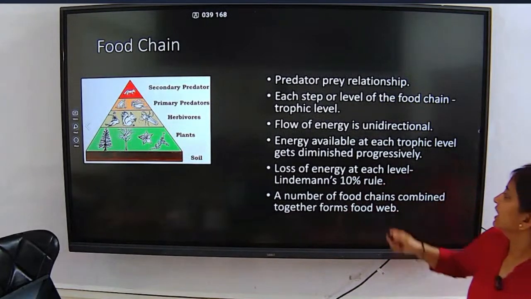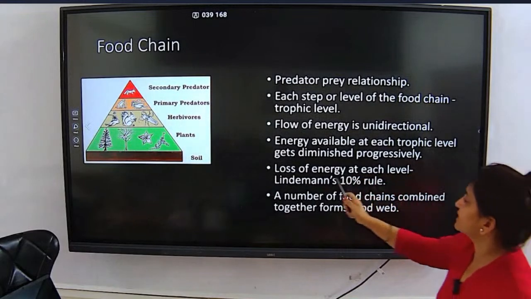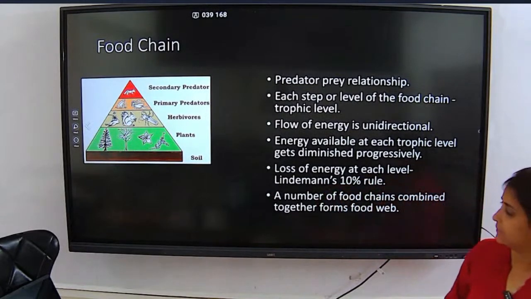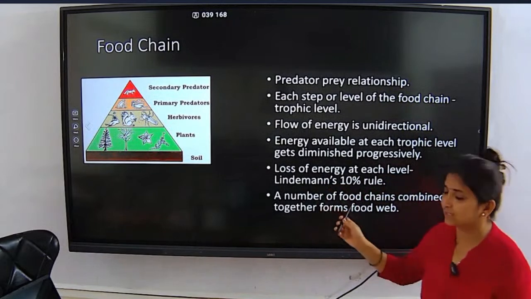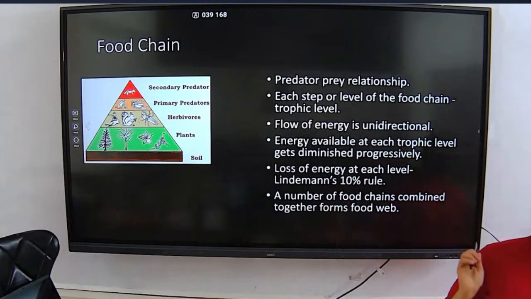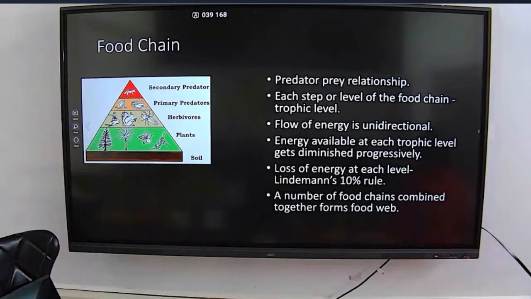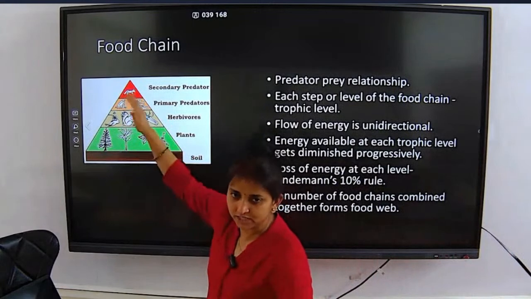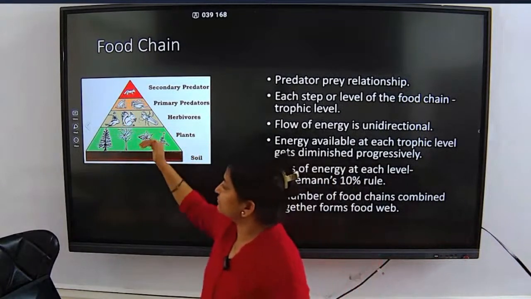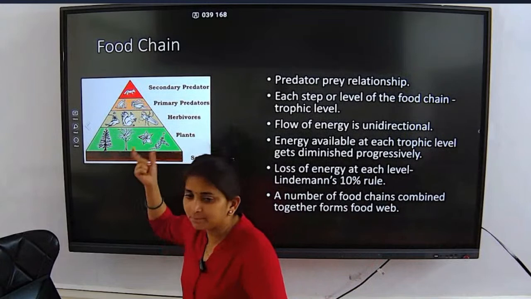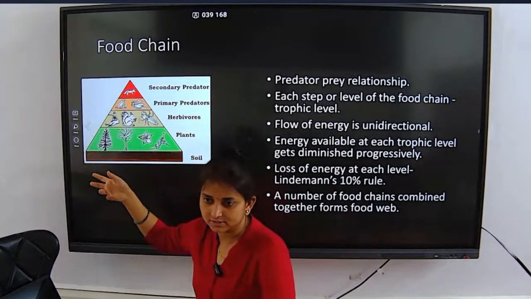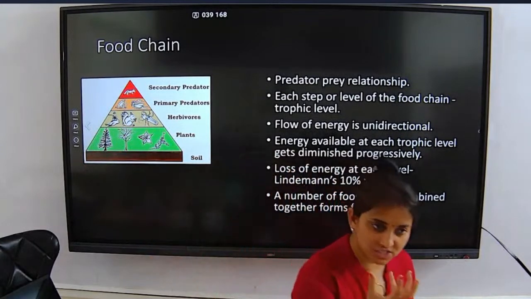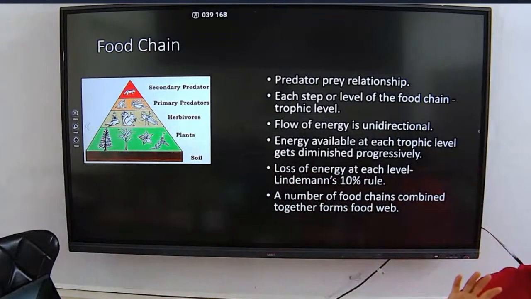Energy available at each trophic level gets diminished progressively, and this is known as Lindeman's rule. Here I can expect a question coming from prelims. For example, I told you they can ask you Allen's rule. They can similarly ask you Lindeman's rule also. Lindeman's rule says that as we progress in the food chain, across each level only 10% of the energy gets transferred. 90% of the energy is either consumed or released into the air in the form of heat.